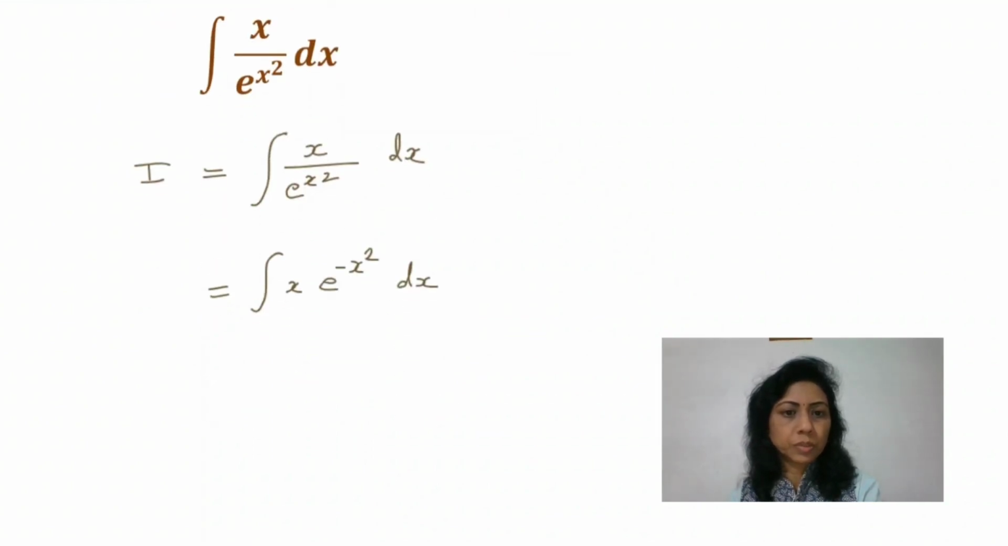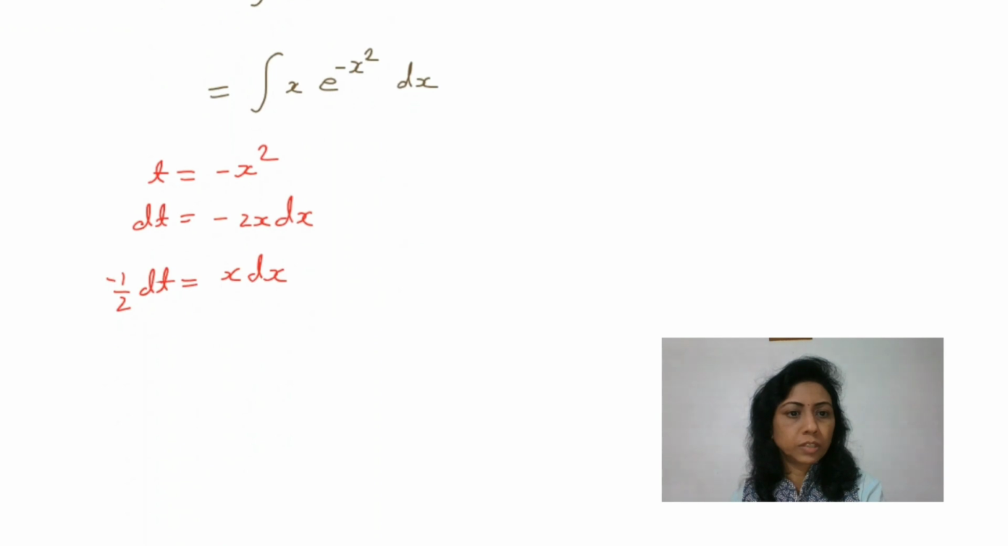Here we use the substitution method. So let t is equal to minus x square. Now differentiate. So dt is equal to minus 2x dx. But here we have x dx, so leave x dx and move minus 2 to the left side. So x dx is minus 1 upon 2 dt.